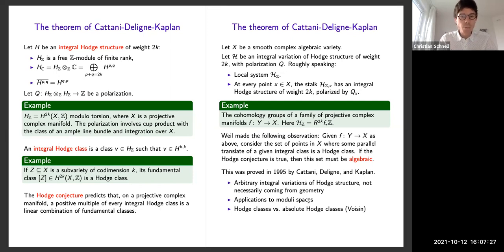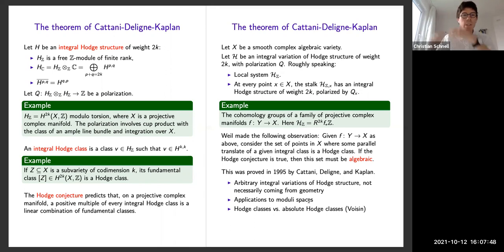This is very useful because when you're looking at questions about families or about moduli spaces, this statement is almost as good as the Hodge conjecture, right? You don't get information about individual smooth projective varieties, but it says that in families, if you look at loci defined by Hodge theoretic conditions, they will be algebraic loci.